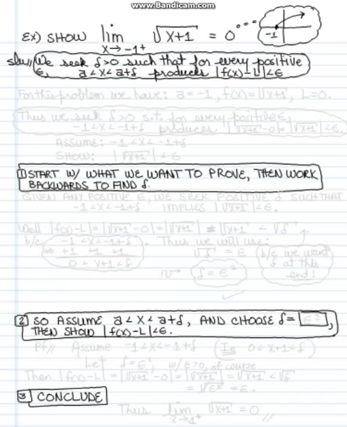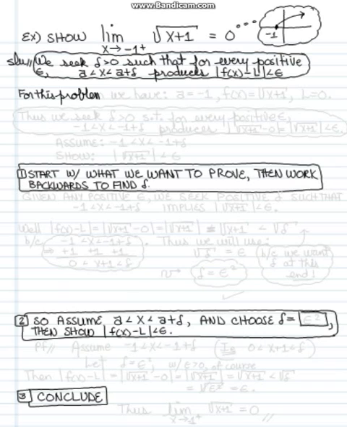Formally, we are seeking delta greater than 0 such that for every positive epsilon, a less than x less than a plus delta produces the absolute value of f of x minus L less than epsilon. That's part of the definition for the right-hand limit. Okay, let's go ahead and work this out.